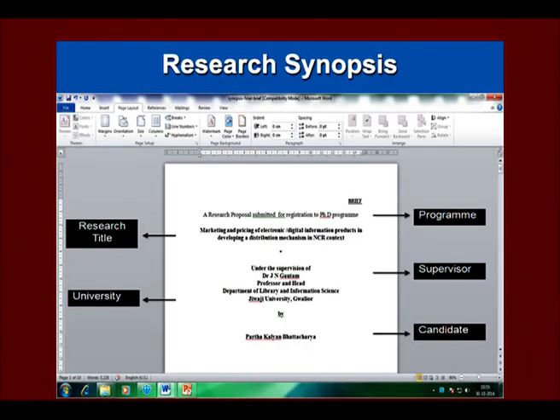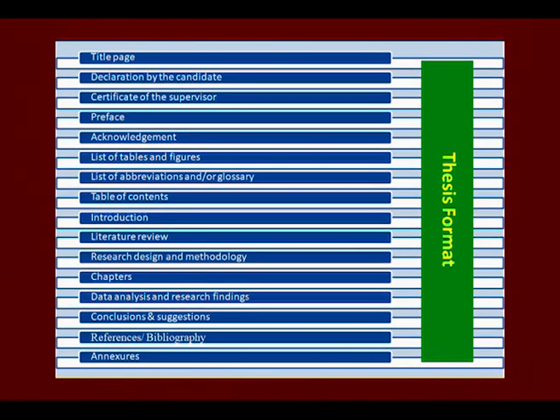Research synopsis and thesis are both primary in nature. A synopsis conveys the program, the name of the supervisor, who the candidate is, university details, research title, followed by what exactly he wants to do in the research. Similarly, the thesis format provides everything, except the literature review, which is basically a secondary collection of different abstracts and evidences. Everything else is primary in nature.